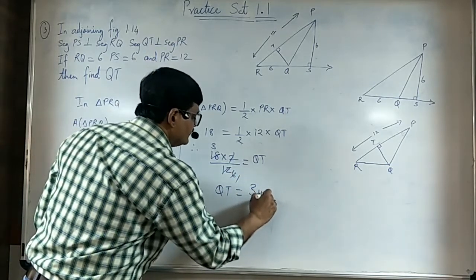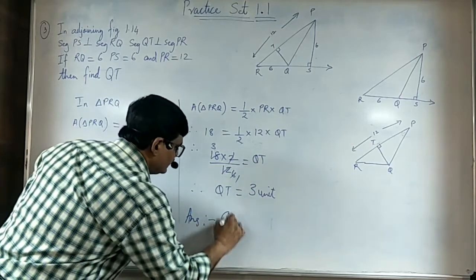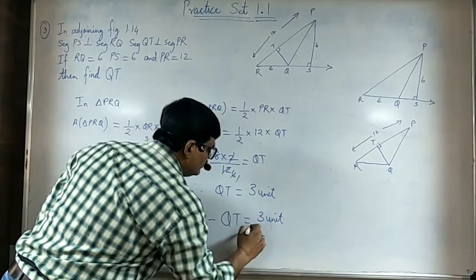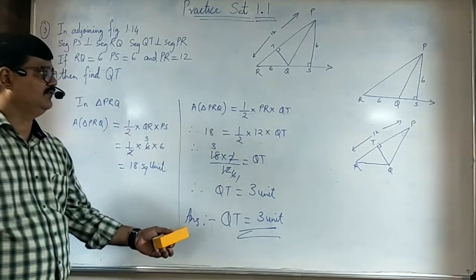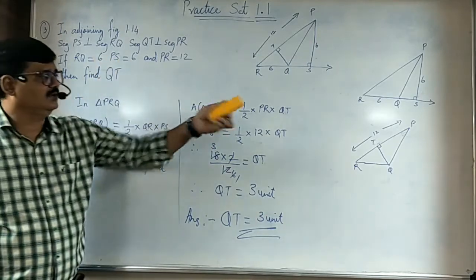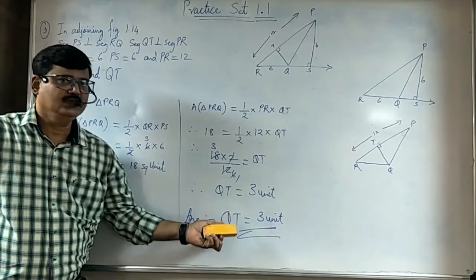3 units. Can you see that over there? QT is that. Therefore, your answer you have to write it over here. The QT is equal to what? 3 units, that they told to find out the value of QT. So can you see this over there? I went in the same triangle but different base and height, and then I got the QT.